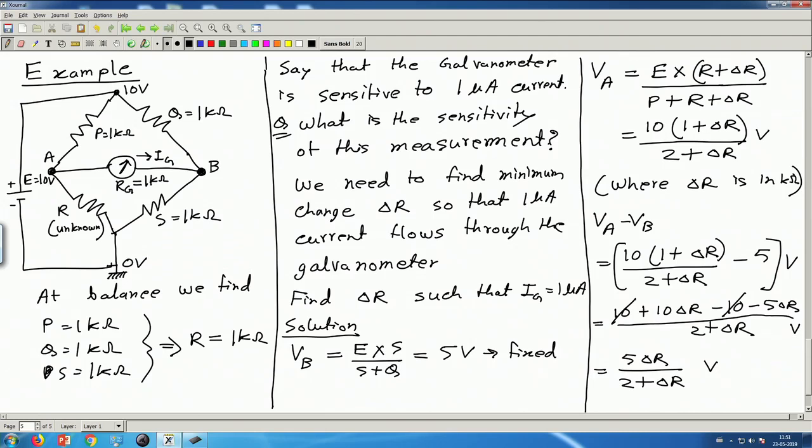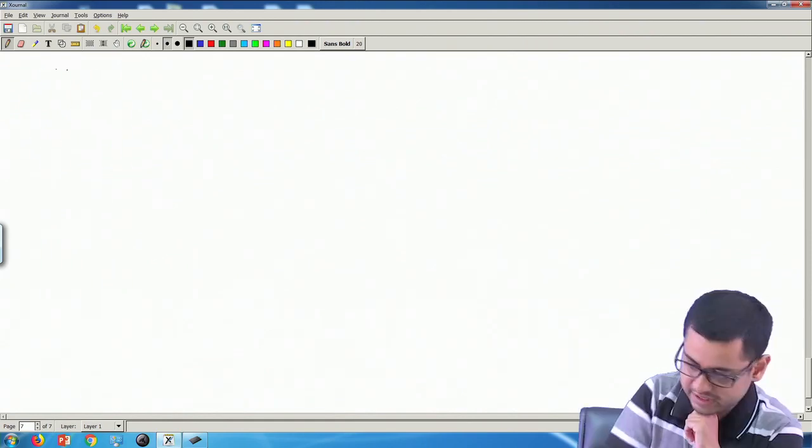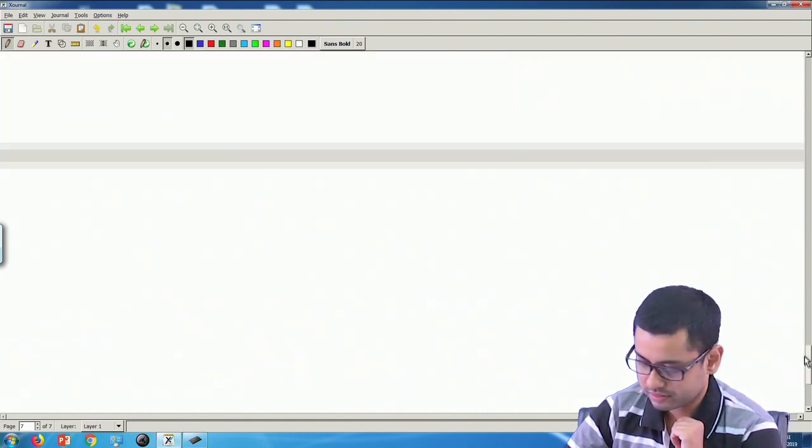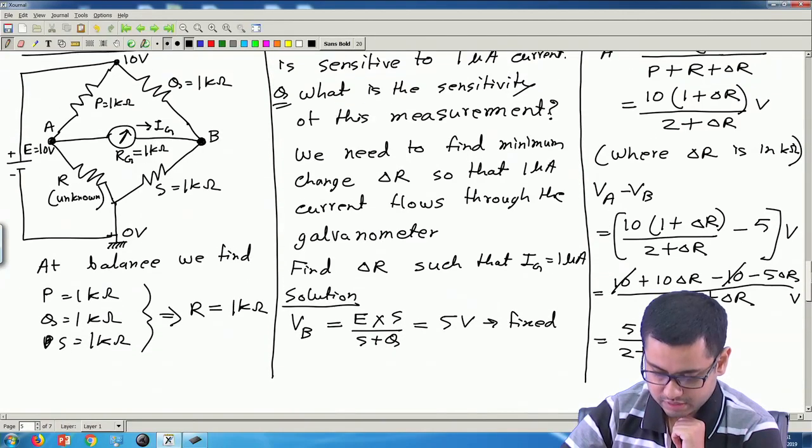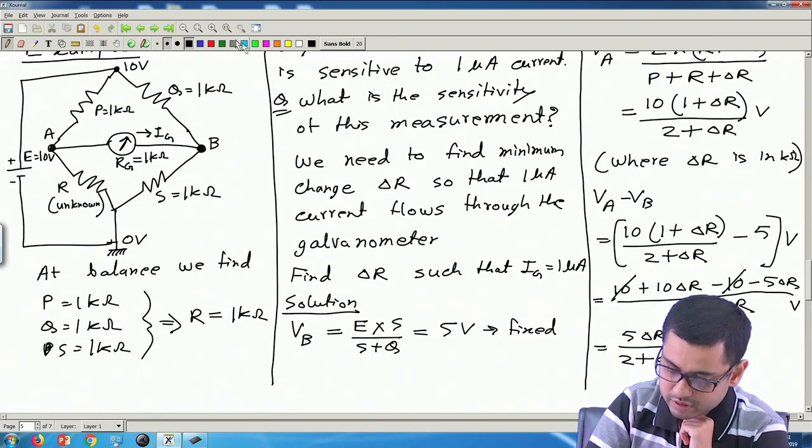Okay. And if we observe, if delta R is 0, then VA minus VB will be 0. That means that will be the balance condition. And if delta R is non-zero, then this is the voltage which appears across the galvanometer here. Now how much current will flow through this galvanometer due to this voltage? So for now let us find out the value of Ig. So the value of Ig we have to find, and let me copy this diagram.